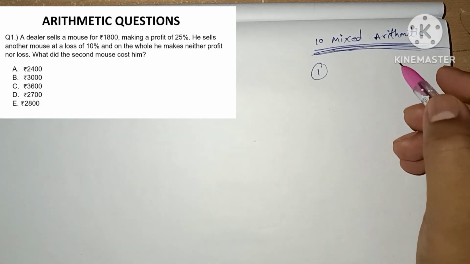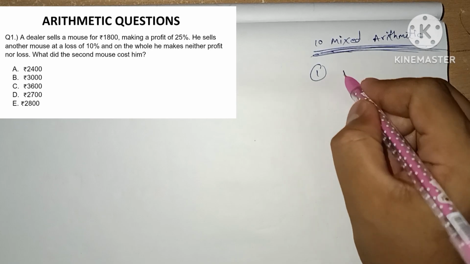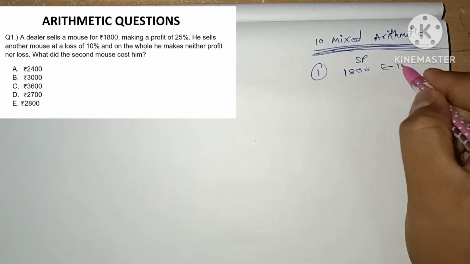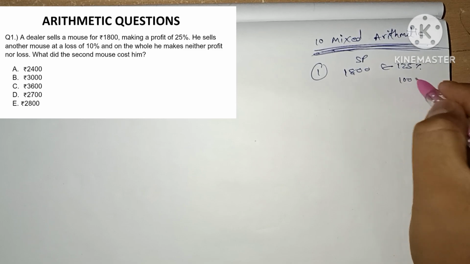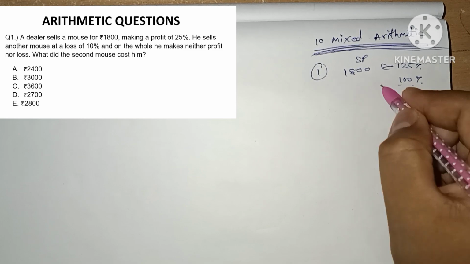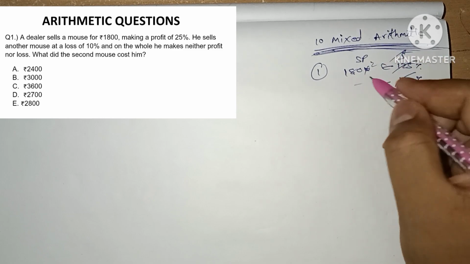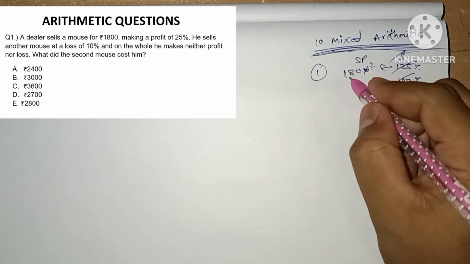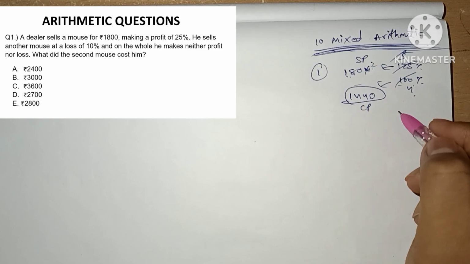Here, the first question says that a dealer sells a mouse for 1800, making a profit of 25%. So, at 1800 selling price, he made a profit of 25%, means at 125 he got 1800. What we need to find is the cost price, which is 100%. Here 25 5 times, 25 4 times, 5 2 times, this will be 2 8 times, 2 4 times will be 8, 8 18 times will be 144 and a 0. So this is the cost price of the first mouse, and it says that he sold another mouse at a loss of 10%.